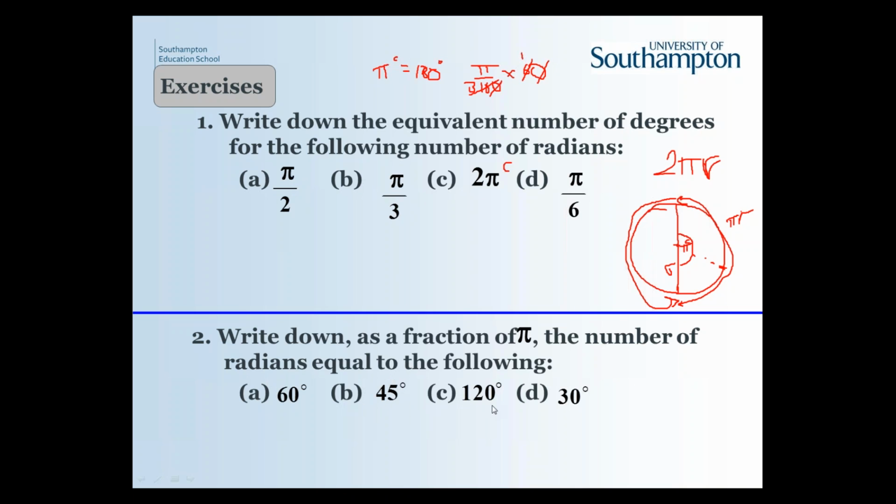Wayne, 120. Put 2/3. Yeah, 2/3 pi. Yeah, good. And then 30 again is pi over 6. Good, excellent. So that's just the starting point of radians.